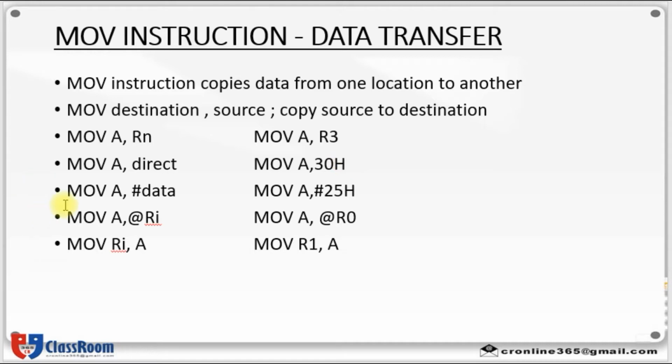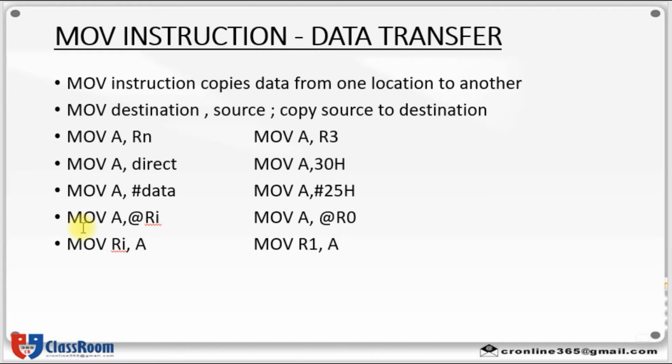Then the third one is move A, hash data. This instruction comes under immediate addressing mode. For example, move A, hash 25H. It means that A will be having a constant value 25H.